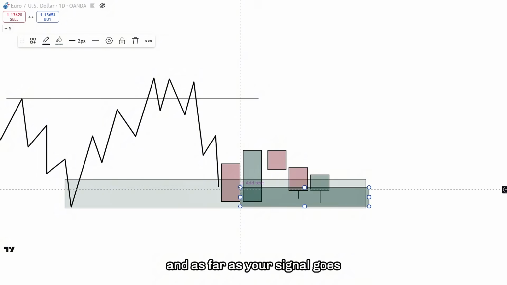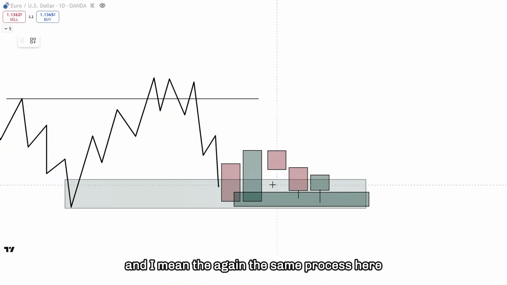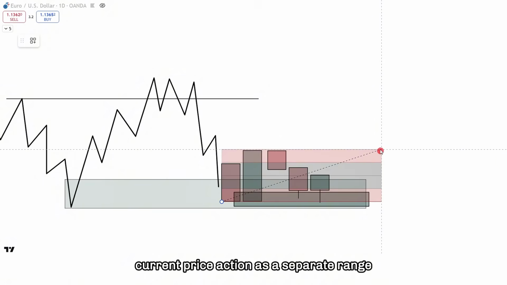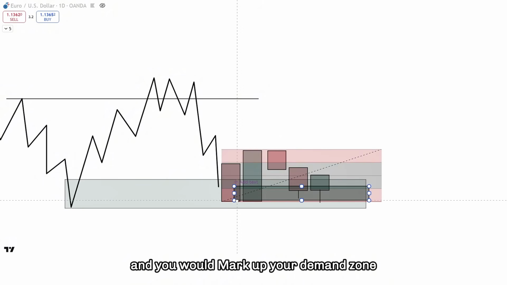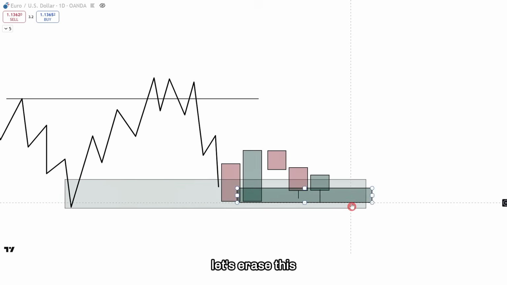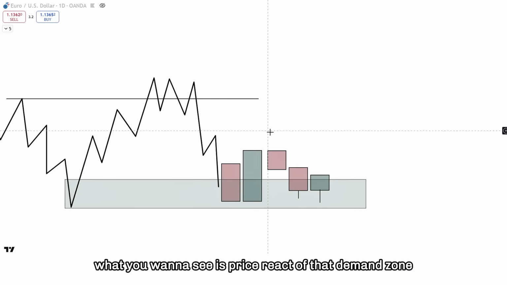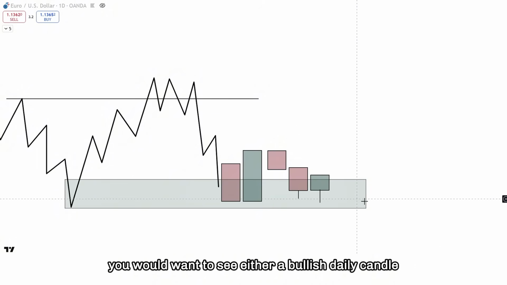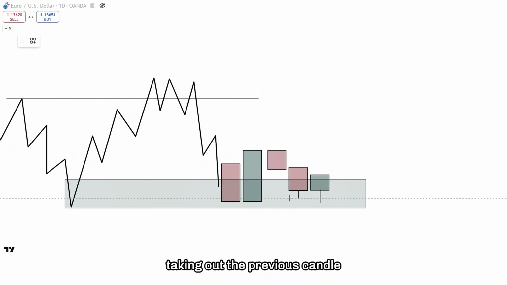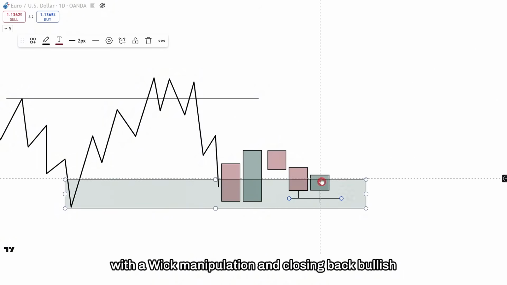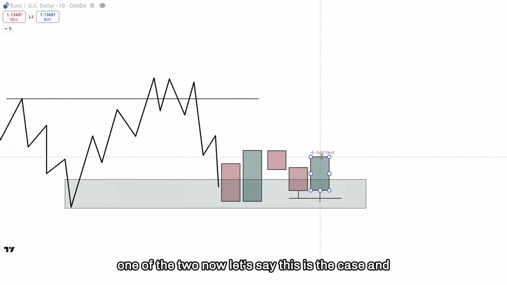And as far as your signal goes, again, the same process here. You would treat this current price action as a separate range, and you would mark up your demand zone. What you want to see is one of two things. Let's erase this. What you want to see is price react off that demand zone. And as far as your confirmation, you would want to see either a bullish daily candle taking out the previous candle, so a daily candle with a wick manipulation and then closing back bullish, or you want to see an engulf, one of the two.